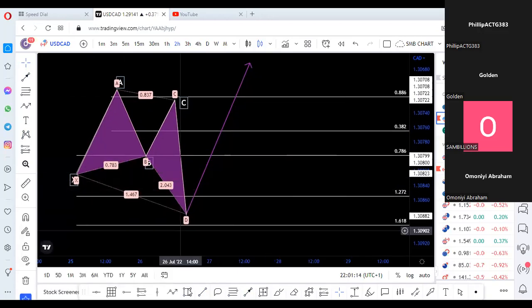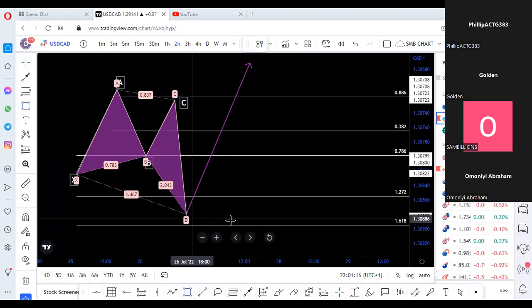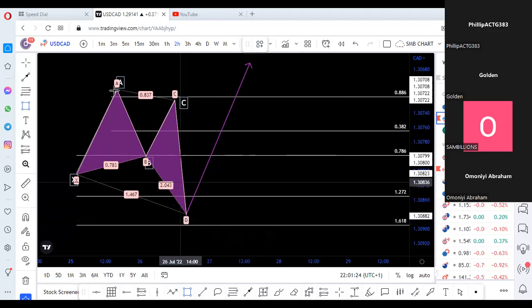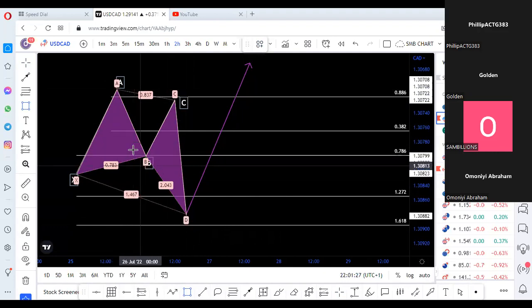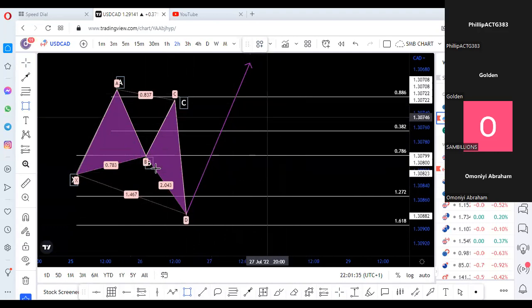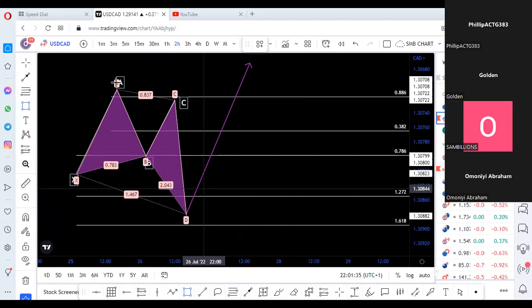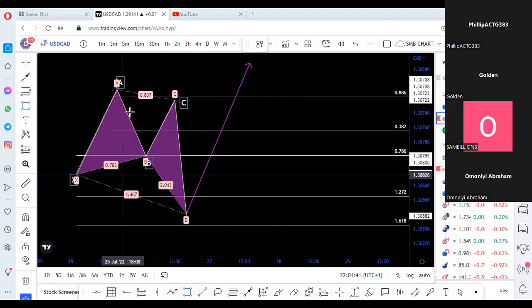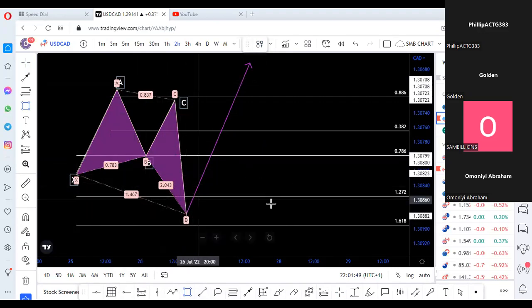And just like I said the other time, to get C, you measure A to B at 0.382 and 0.886. I hope I've answered your question. It is just like following the leg: X, A will give you B, A, B will give you C, then to get D, X, A will give you D. Do you understand? All right, thank you.